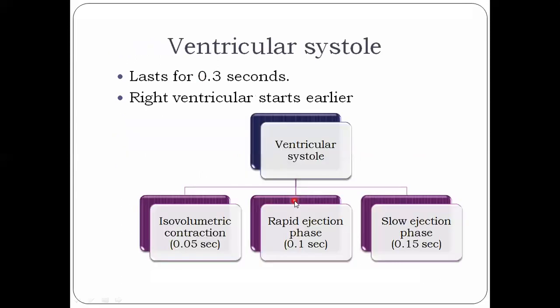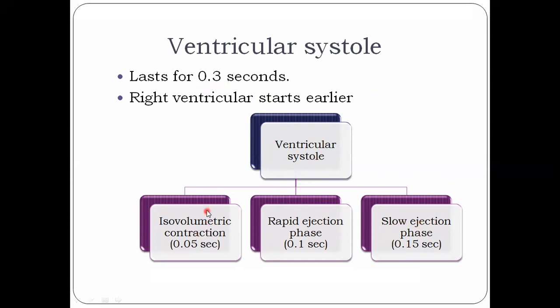Now let's come to the ventricular cycle. In the ventricular cycle, we also have ventricular systole and diastole, right? First, let's see about the ventricular systole. We saw in the earlier slide that the duration was around 0.3 second, right? A point here is that the right ventricular systole starts earlier than the left ventricular systole. Now this ventricular systole is divided; it has three subphases.